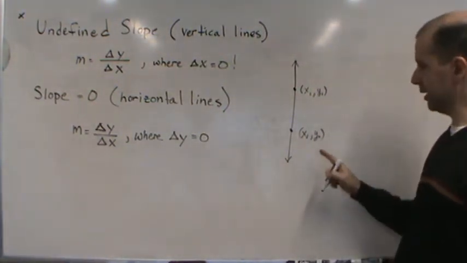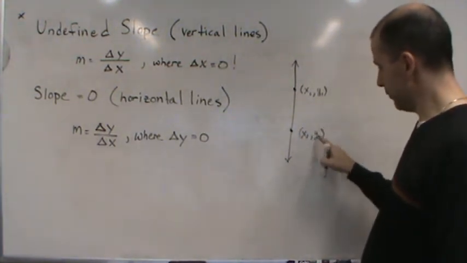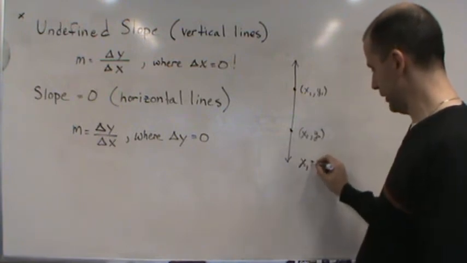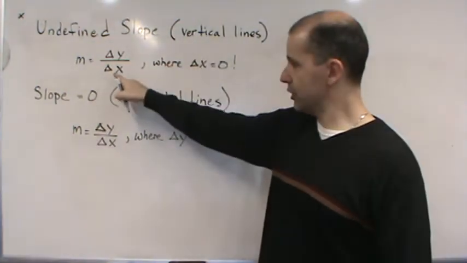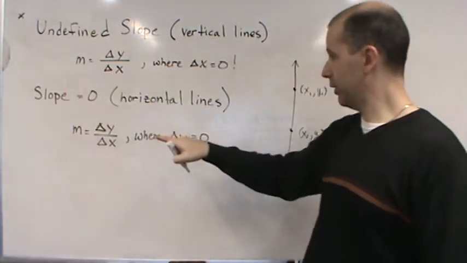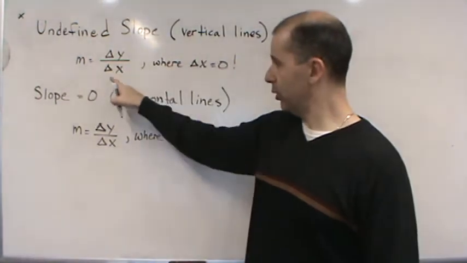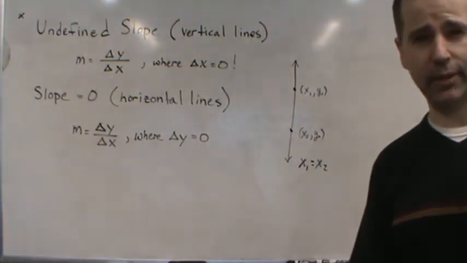Well, in this case here, it's a vertical line. The y values are going to be different, but the x values are going to be the same. And so in this case, x1 equals x2. Well, what happens? What's the change in x? Well, the change in x is going to be 0, right? So we're going to get 0 in the denominator, which is undefined. We can't have 0 in the denominator, okay?